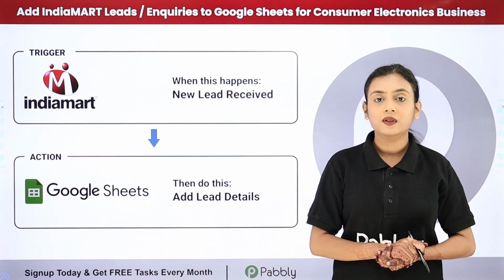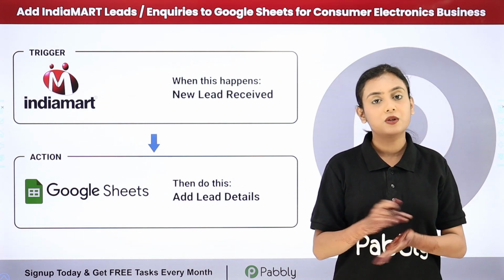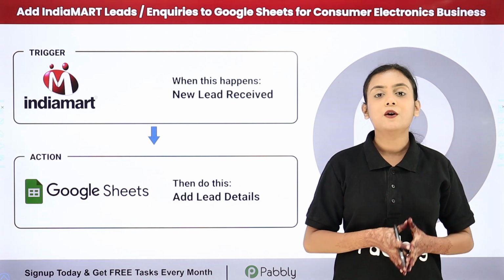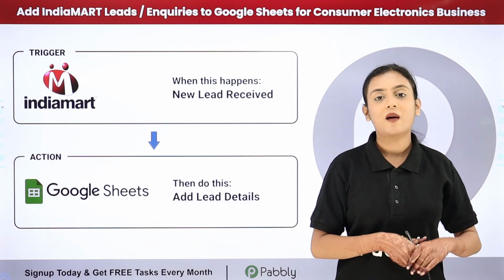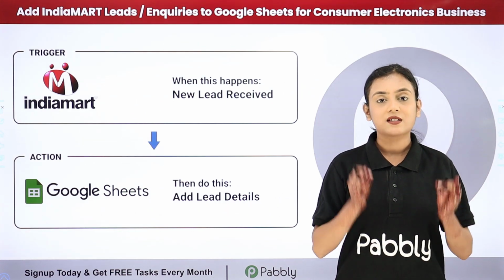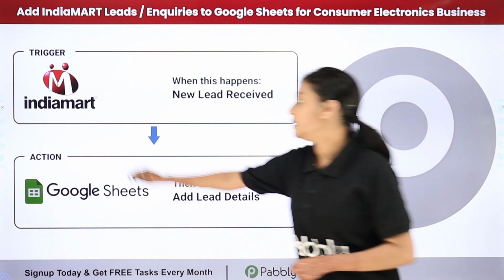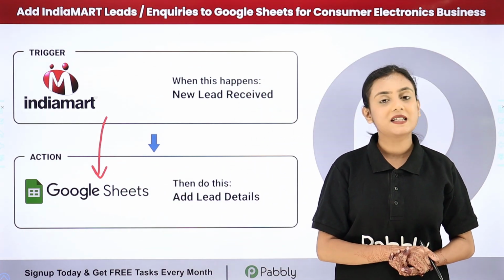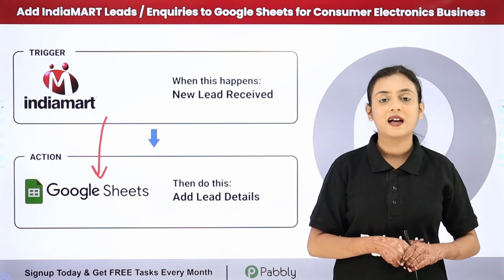Now doing this manually, adding the lead details into my Google Sheets manually is very time consuming. So what I did was I simply automated this entire process with the help of Pabbly Connect, which is an amazing automation and integration software. And in this automation, I have created a connection between IndiaMART and Google Sheets with the help of it. So if you also want to learn about this amazing automation, then let me take you all to my screen.